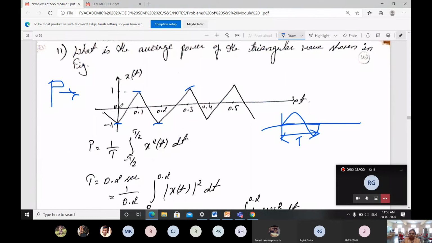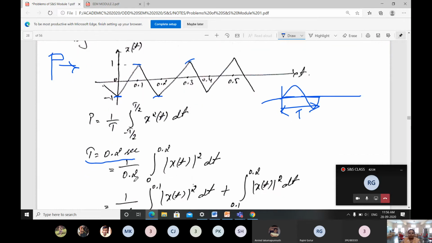Here, the time is going to be 0 to 0.2 seconds, right? Time is 0 to 0.2 seconds. From 0 to 0.2. Again from 0.2, the signal is changing. For that reason, your time is going to be taken as 0.2 seconds. Then substitute here 1 by 0.2.